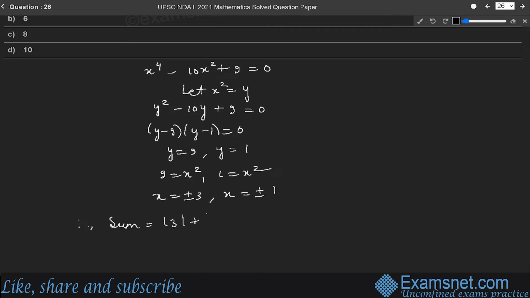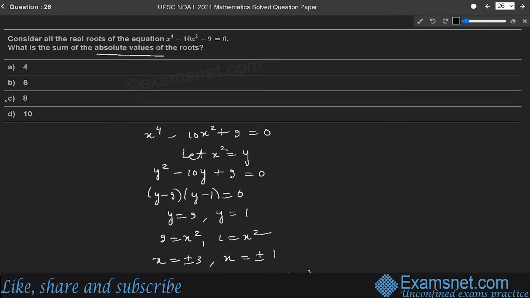Therefore the sum of this will be 3 plus minus 3 plus 1 plus minus 1. It is equal to 3 plus 3 plus 1 plus 1, which is equal to 8. So, the sum of absolute values of the roots is 8. Therefore, the correct option for this question is option number C here, which is 8. I hope this question is clear to you.